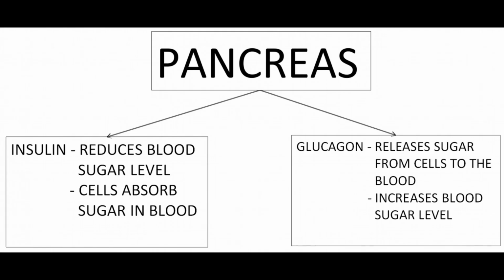As we absorb sugar through digestion, to avoid any abnormal sugar levels, the pancreas secretes the hormones insulin to reduce sugar levels by signaling the cells to absorb glucose in the blood, and glucagon to release glucose from the cells.